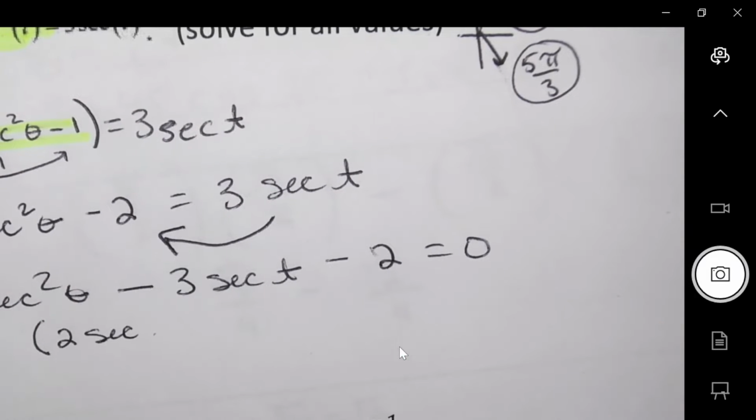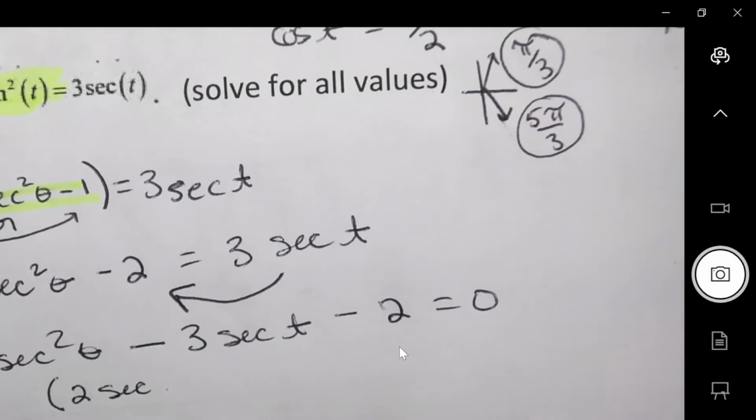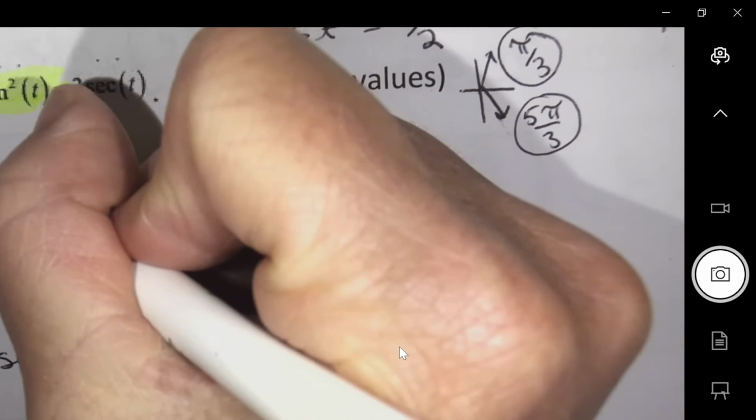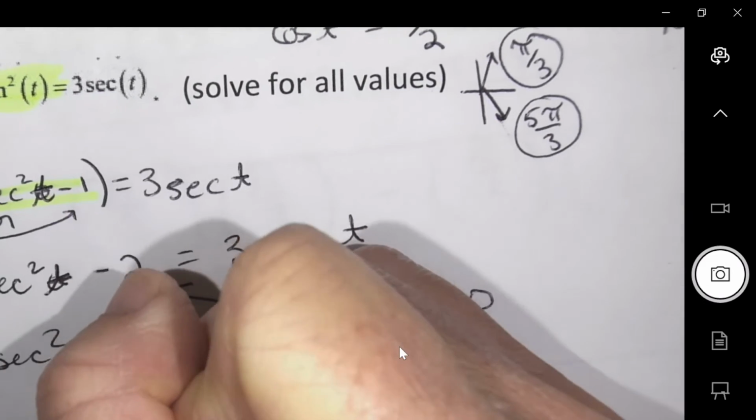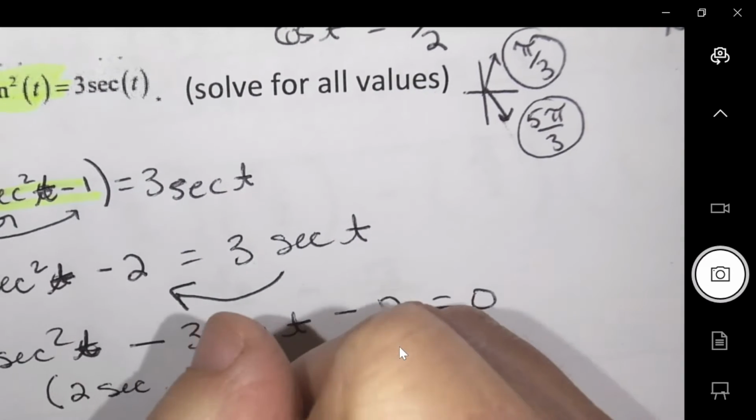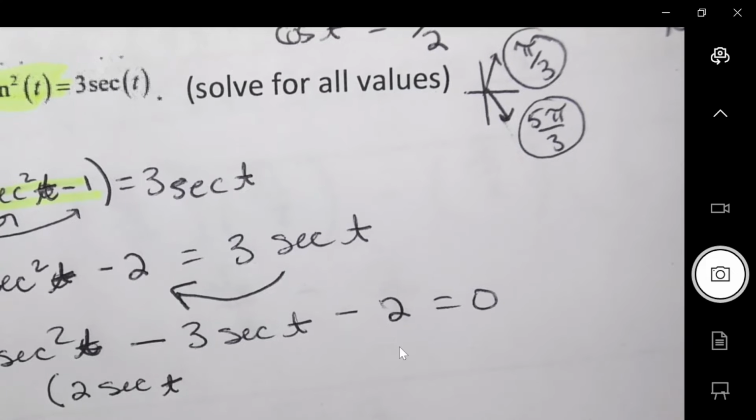You guys, I did something wrong here. What did I do wrong? Anybody see my mistake? I did the wrong variable. I threw a theta in there. I marked some people off on their last test for switching the variable.